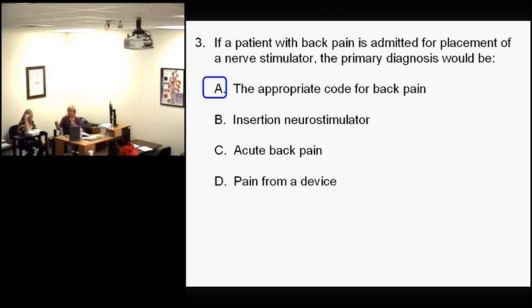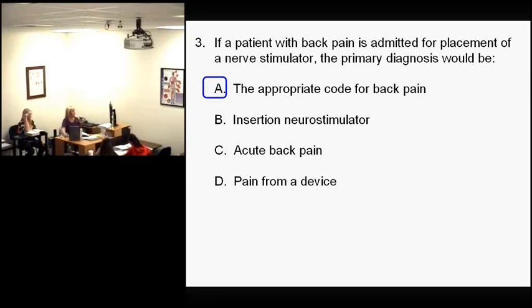Because think about this, Chrisanne. You're inserting a neurostimulator. So the CPT code that you're charging says insertion of neurostimulator. They want to know where and why. So back pain would be your primary code that links to that CPT code, and then the secondary code, which gives more information about that back pain, would be the G89 code that says acute pain due to trauma, acute pain due to whatever, or chronic pain due to whatever.